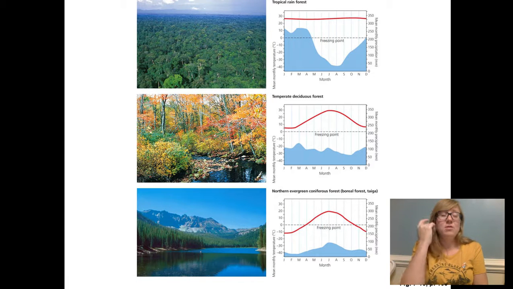And then we have our northern boreal forest, or our coniferous forest, or our taiga. That is my cat. He wants to go outside, and we're not having that. We're not having that, though.